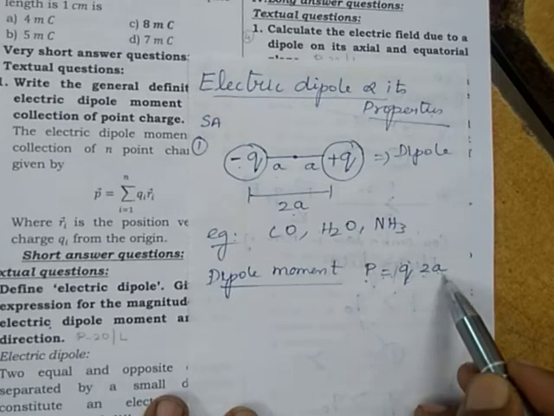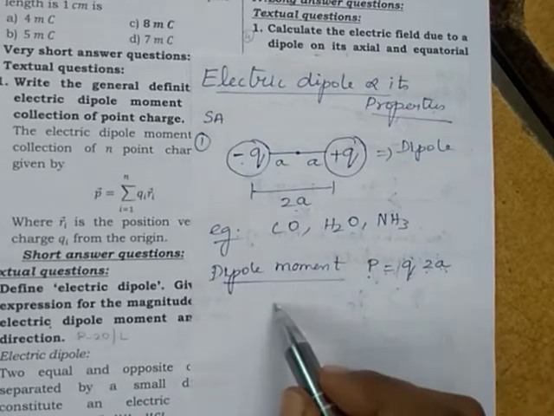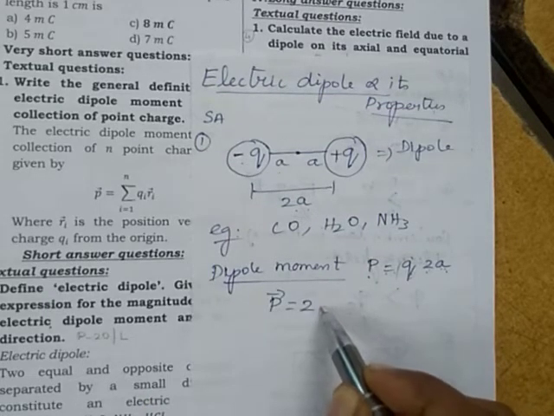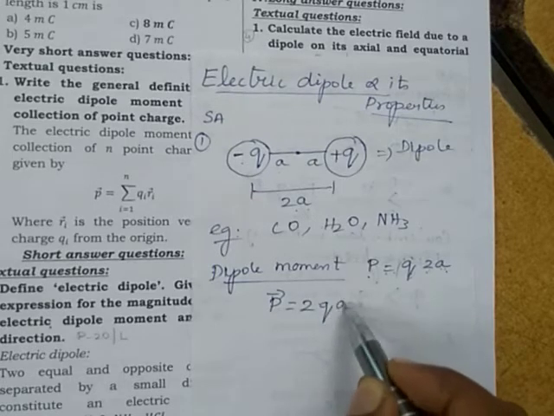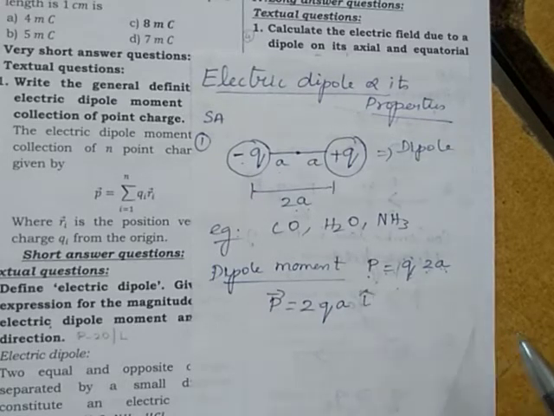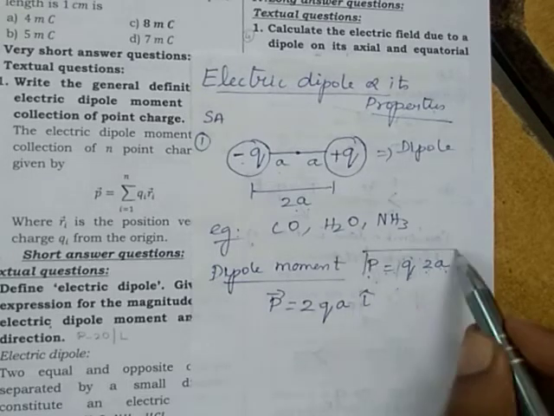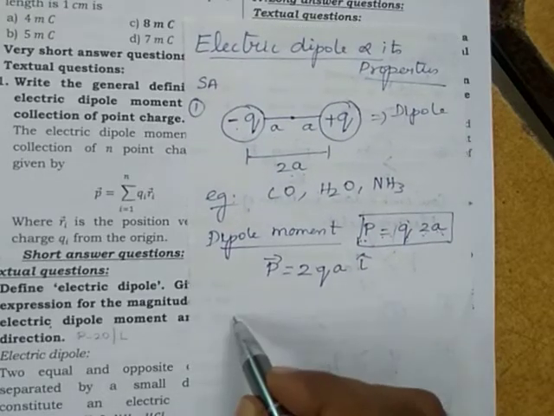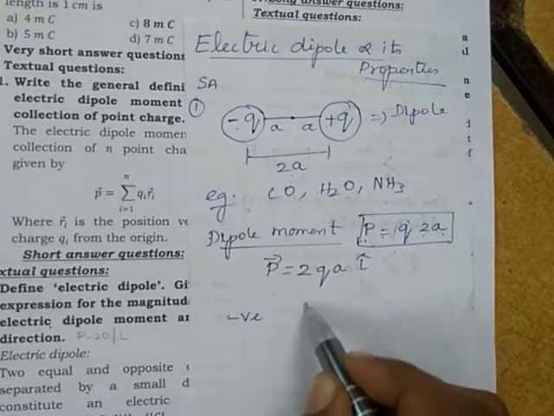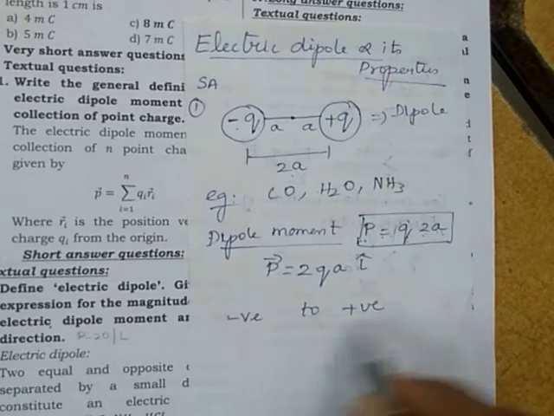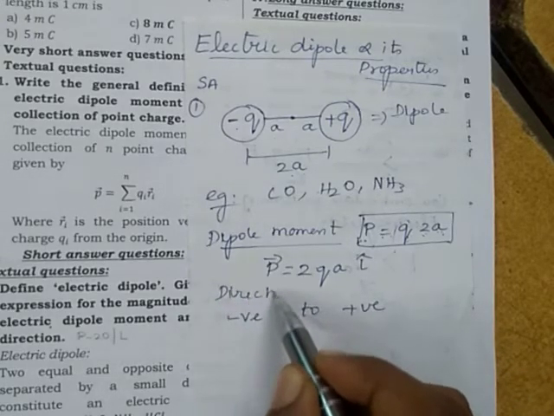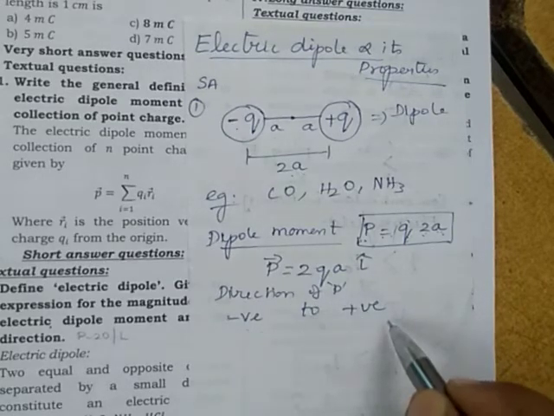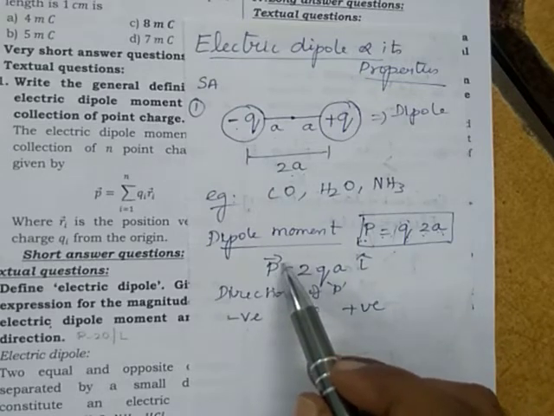This can be written in vector form, that is, P vector is equal to 2qa into i cap. This is the magnitude. Then the direction of the dipole moment is always from negative to positive. The direction of the dipole moment is from negative charge to positive charge, and it is a vector quantity.